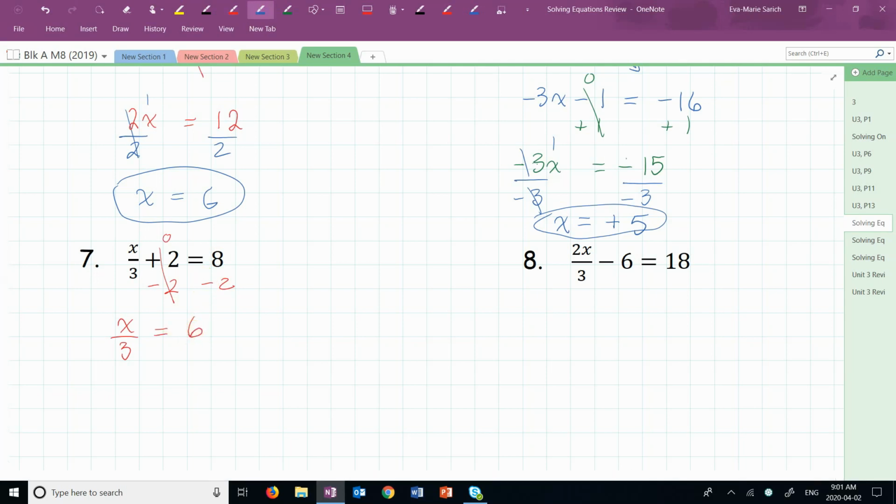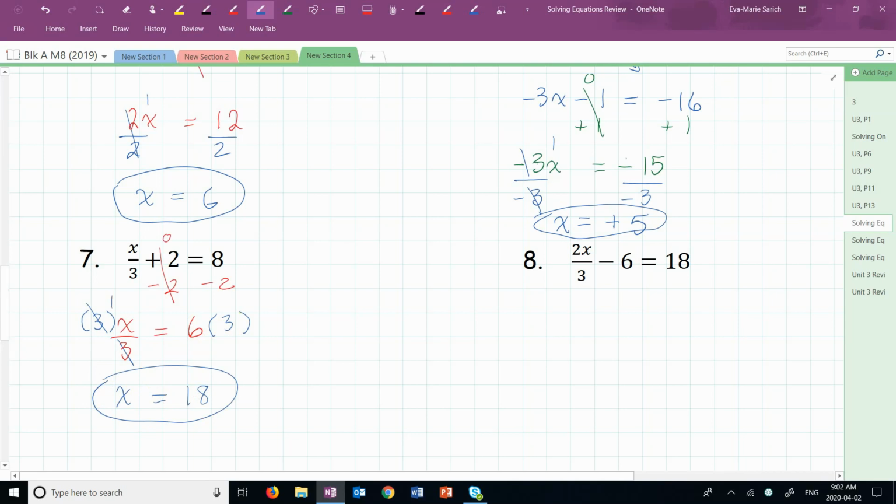Next step is to get rid of the divide. We're going to use a bracket to show multiply. And we're going to multiply by exactly the same number that's dividing. Remember that the 3 divides by 3 to give you 1x. Got our x all by itself. And 6 times 3 gives us 18. We've solved.